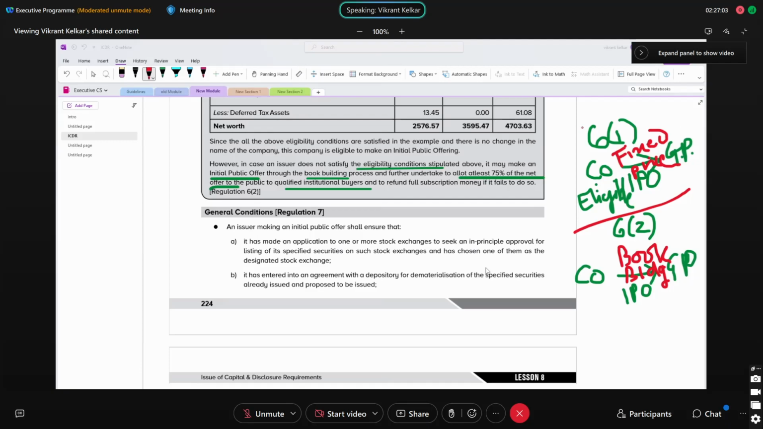रेगुलेशन 6(1) में. मतलब जब तुमने सभी कंडीशन फुलफिल किए हों. 6(1) करेक्ट? हाँ सर, 6(1) में. सभी कंडीशन मतलब वो 15 करोड़, 1 करोड़, वो सब कंप्लीट किए हों.